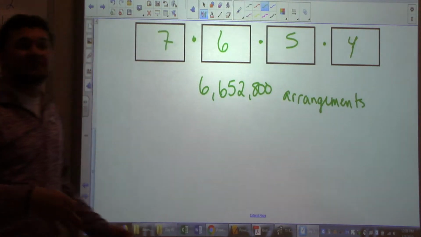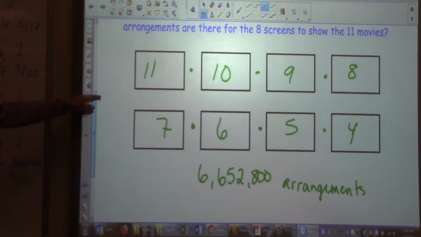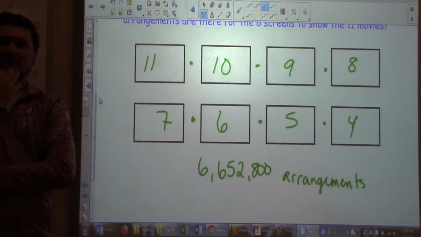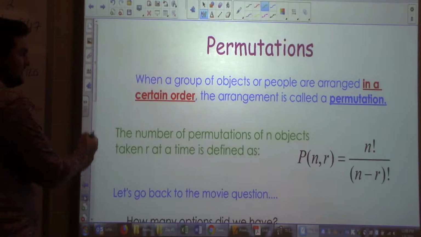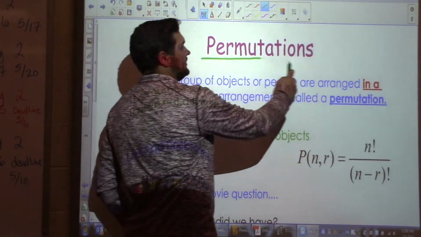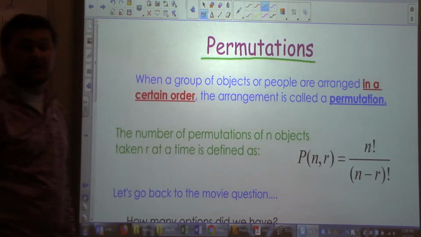Right? So it's technically not a factorial, but it kind of acted like one, didn't it? So we don't call them factorials. What we actually call them is permutations. So permutation, that's the next thing we're going to talk about, right? It's one of the new things we haven't talked about before.